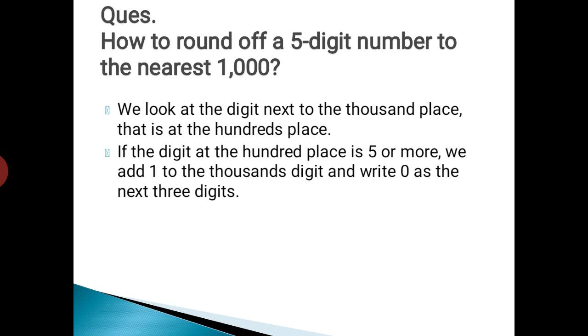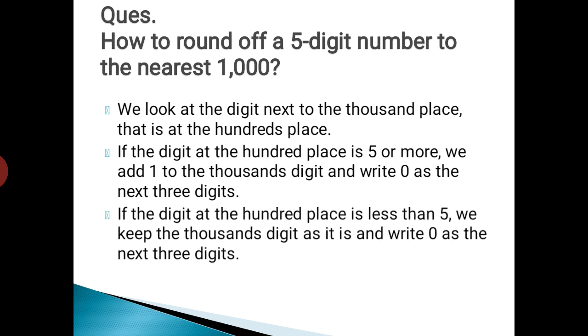Next, if the digit at the hundreds place is 5 or more than 5, we add 1 to the thousands place digit and make all the next 3 digits equal to 0. Like the ones, tens and hundreds places, we make them 0.